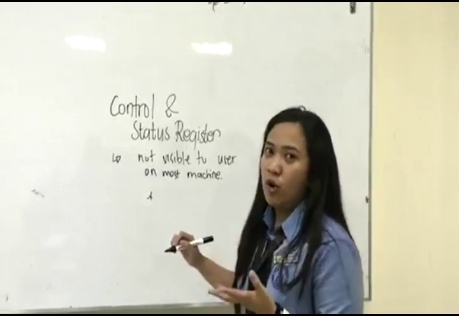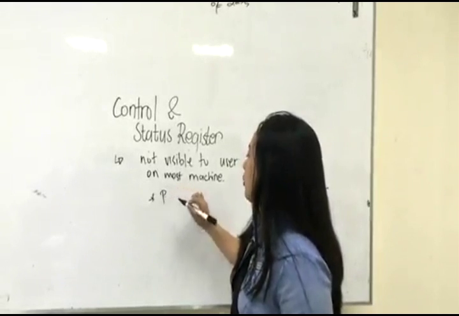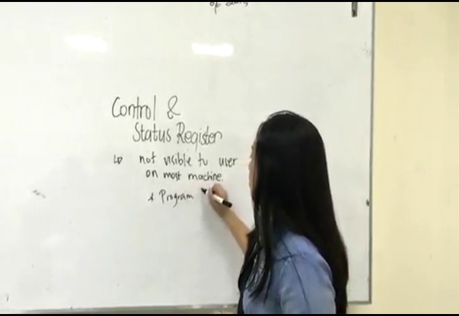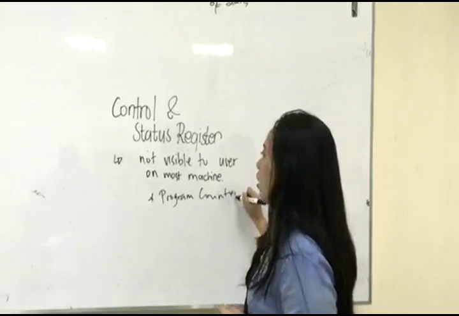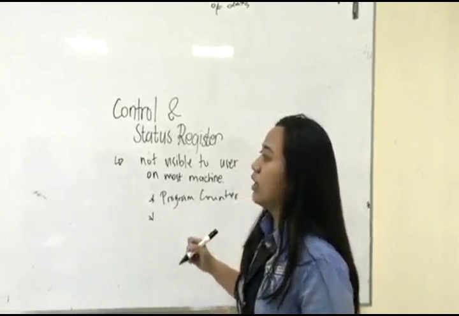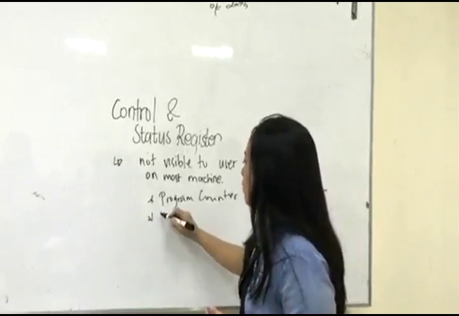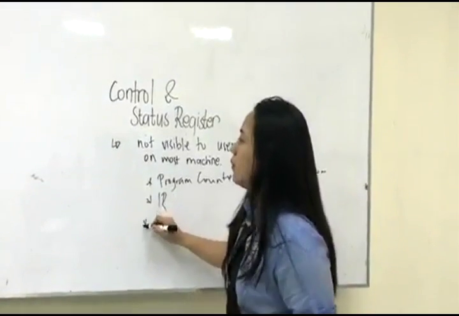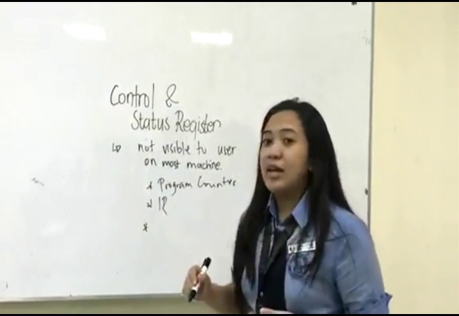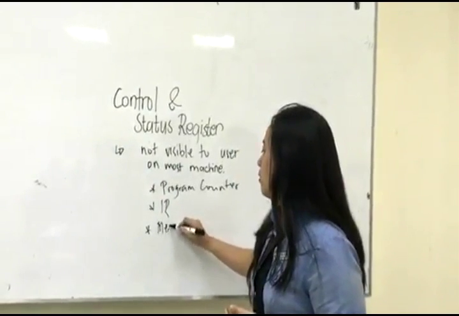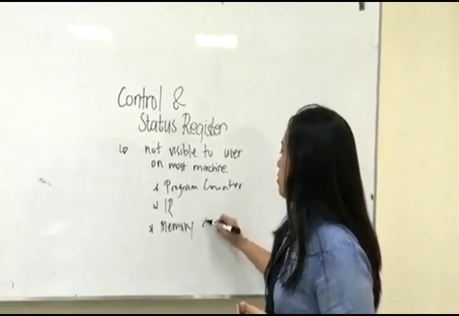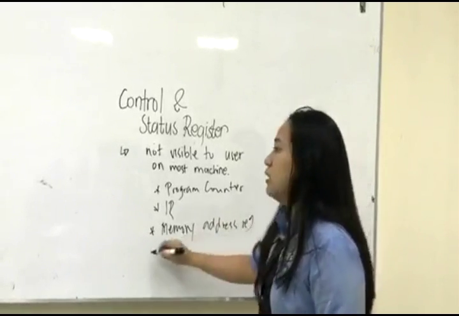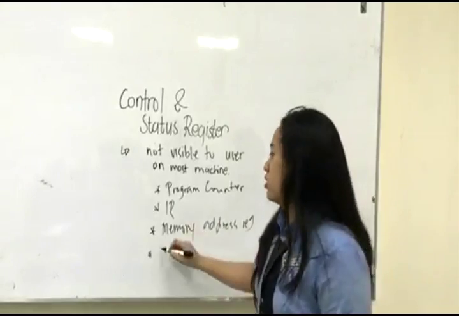Under control and status registers, there are four essential instruction execution registers. The first one is the program counter. The second is the instruction register, in short, indicated as IR. The next is the memory address register. And the last one is the memory buffer register.